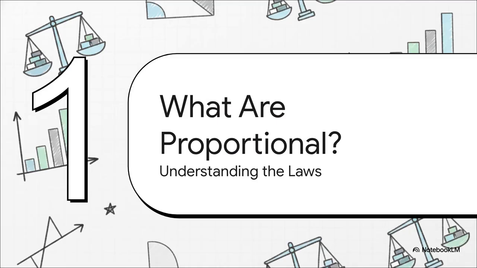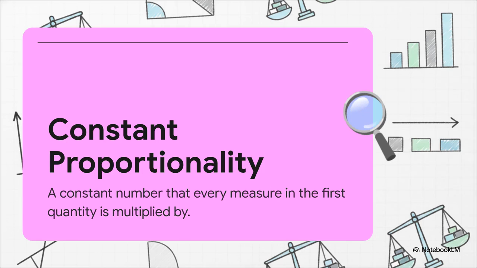What are proportional relationships? Before we interrogate our suspects, we need to understand the fundamental laws of our mathematical universe, right? And it all comes down to this definition, the constant of proportionality. Mathematicians just call this k. This is a constant number that every single measure in your first quantity, your input, must be multiplied by to give you the corresponding measure in your second quantity, the output. This constant multiplier, k, is literally the anchor of our whole investigation. For a relationship to be truly proportional, this multiplier cannot change. It has to remain absolutely identical across every single data point you look at.